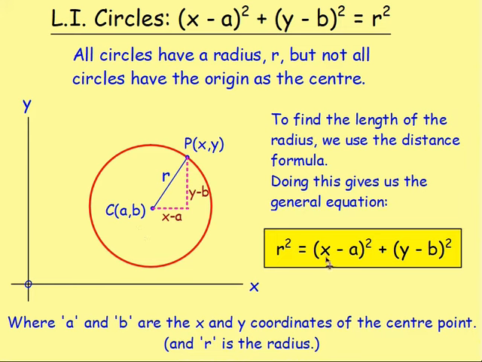Note that a and b are the x and y coordinates of the centre point. So the centre is (a, b), so it's going to be x take away a and y take away b. That's what these values are. And obviously r is going to be your radius.